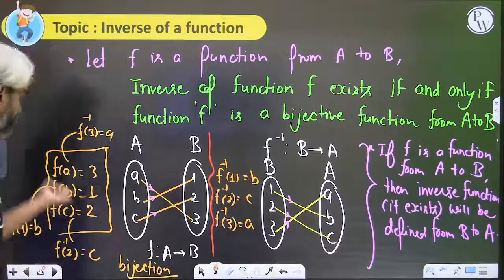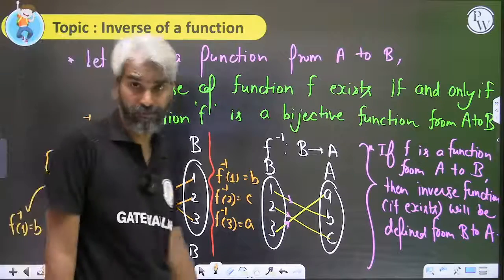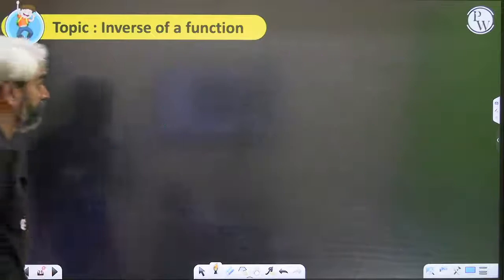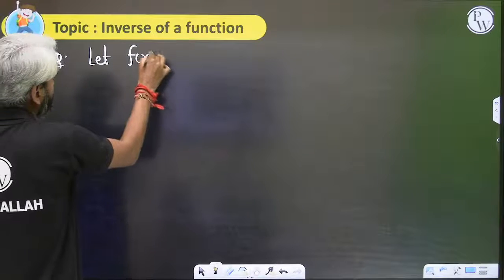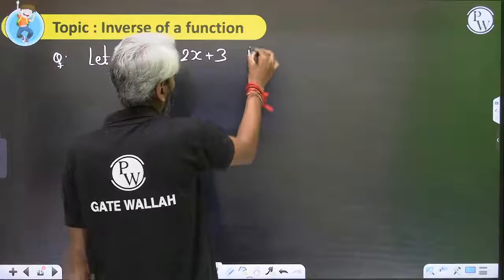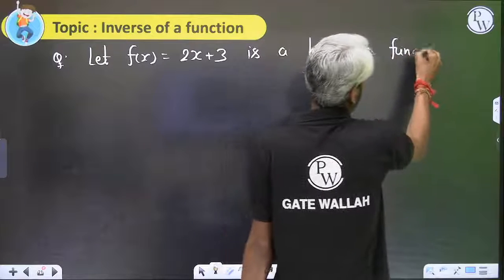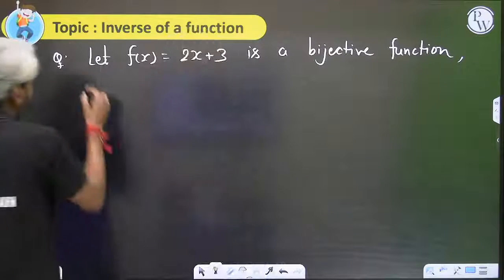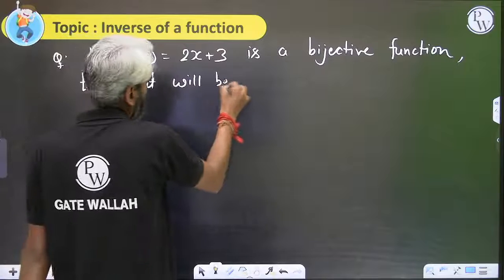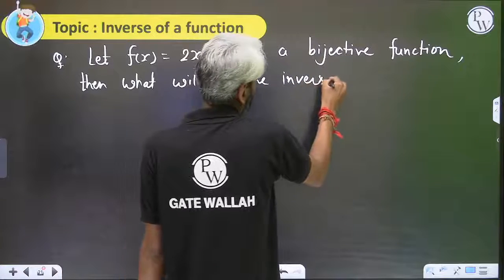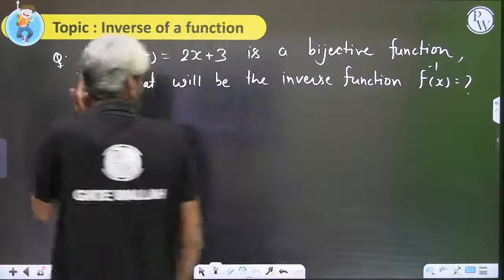Please try to understand why this formation is important in this particular form. Because if you know this format, you will be able to calculate the inverse of a function. So what do I mean? Look at this. Let f(x) equals 2x plus 3 be a bijective function. Then obtain the inverse function f inverse of x. What will the inverse function f inverse of x be?